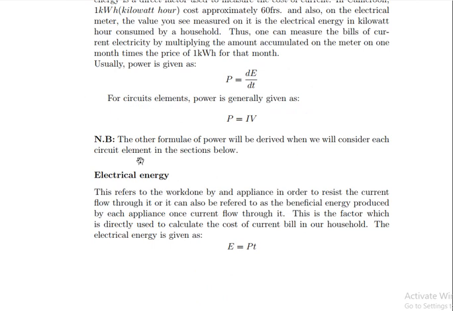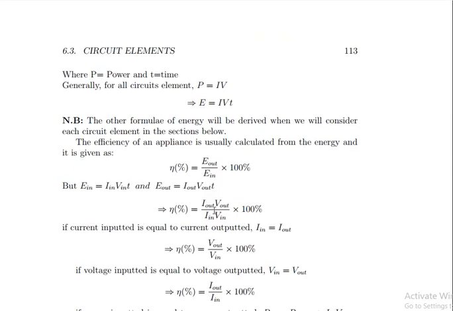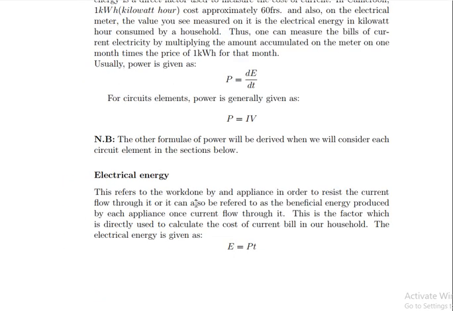So now let's visualize the next part. Electric energy refers to the work done by an appliance in order to resist the current flow through it. These are the energy which can be stored inside an appliance, a circuit element. It can also be referred to as the beneficial energy produced by an appliance once current flows through it. So this is the electrical energy.